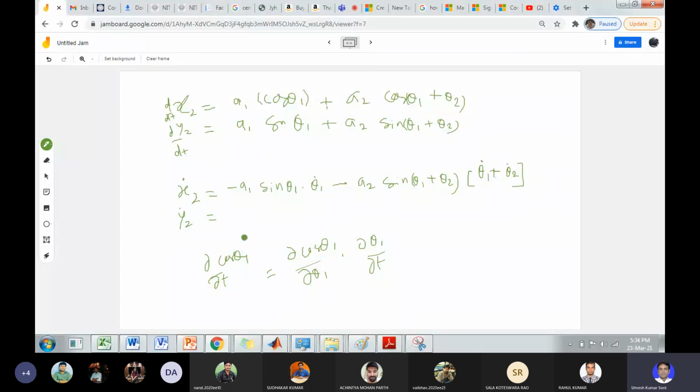साइन थीटा का डेरिवेटिव क्या होगा? कॉस थीटा. a1 cos of theta 1 and then theta 1 derivative, okay. Similarly, here a2 cos of theta 1 plus theta 2 and the derivative of theta 1 plus theta 2. So derivative of theta 1 plus derivative of theta 2.